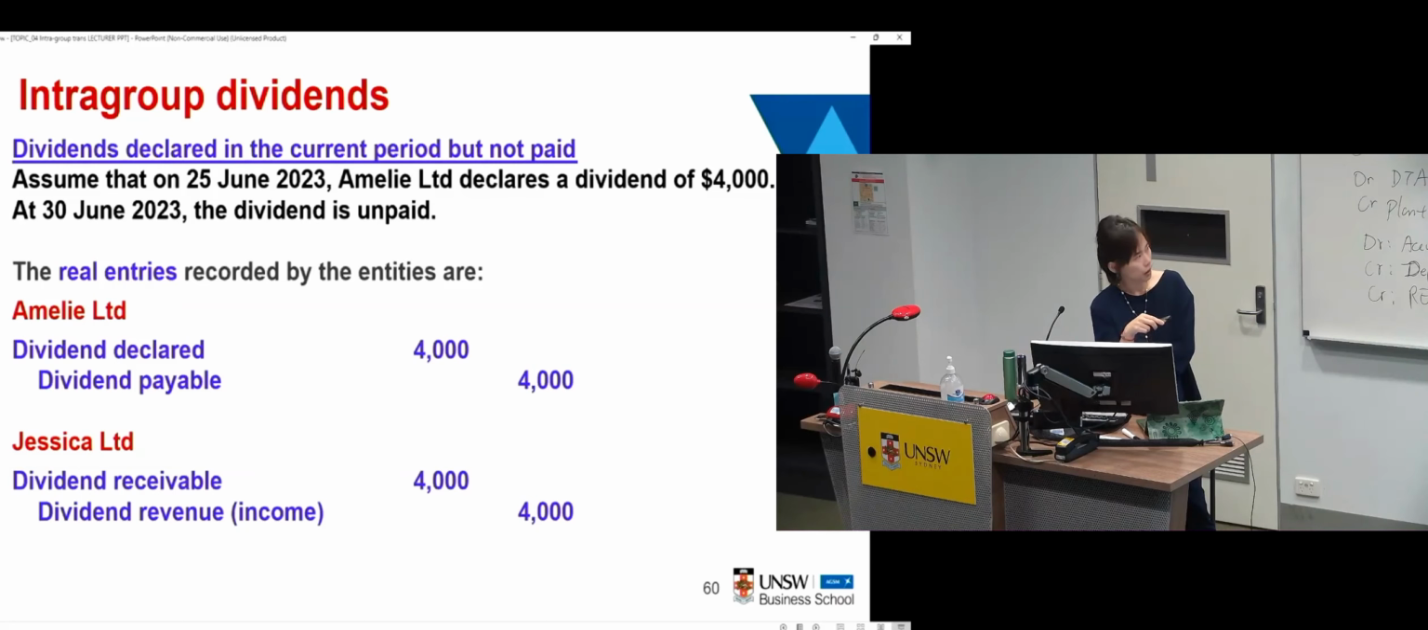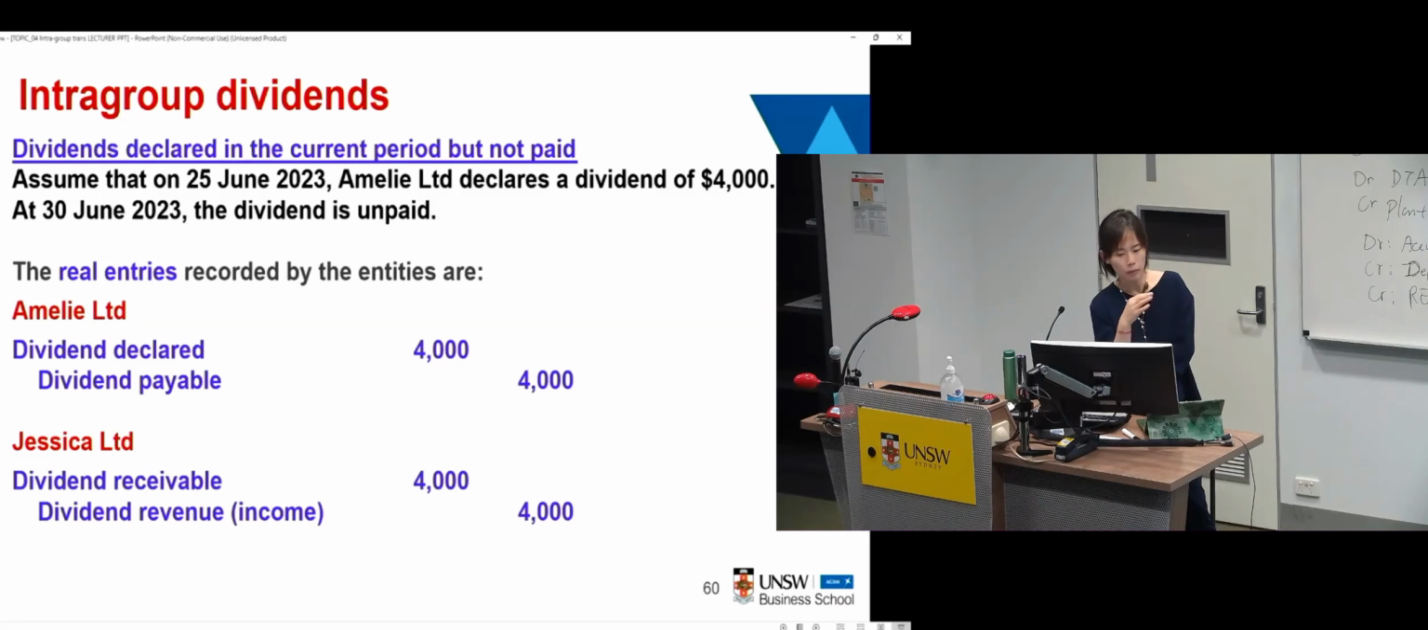Now some students ask, can I debit retained earnings? Well, technically it is correct, but it's not the common practice. Okay? Now we usually raise a dividend declared account and then close this account to retained earnings later. Okay? So with debit dividend declared, this is an equity account, but this account will be closed to retained earnings, and then we credit dividend payable. Now Jessica, as the parent company holding 100% of the shares in Amelia, would recognize a dividend income of 4,000 and raise a receivable, dividend receivable 4,000.